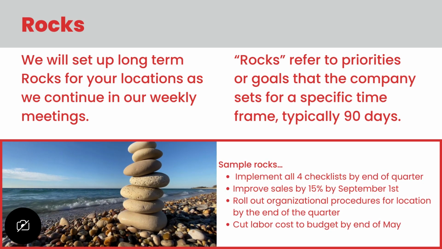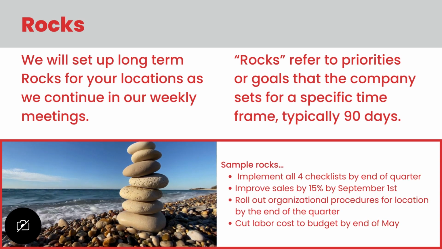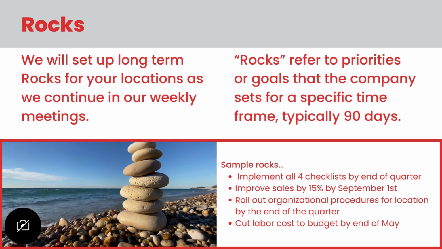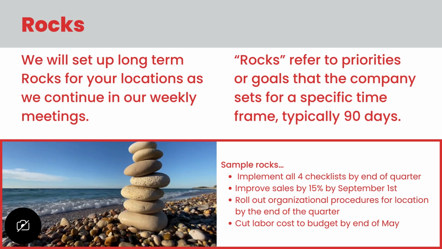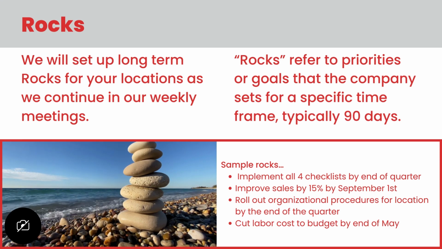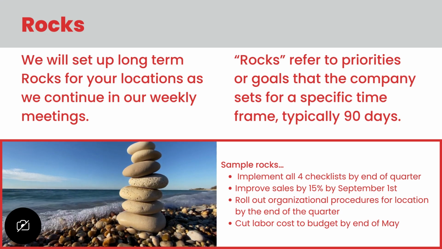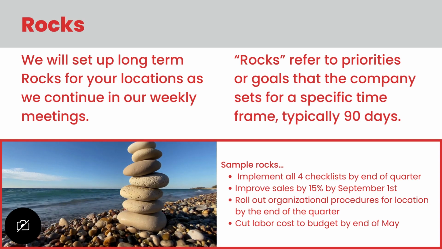Now let's talk about rocks. Rocks are long-term goals set for your location. All right, these are priorities that have the company in mind, large goals that are set for a specific time frame. We tend to do these on a quarterly basis, right? So in the long term, we will set rocks with your location. Here are some samples that we have, right? So maybe a sample rock for your location, something that's really big, is implementing all 4 checklists by the end of the quarter, or maybe improving sales by 15% by a date and deadline, rolling out organizational procedures for your location by the end of the quarter, or maybe cutting labor costs by the end of the period.